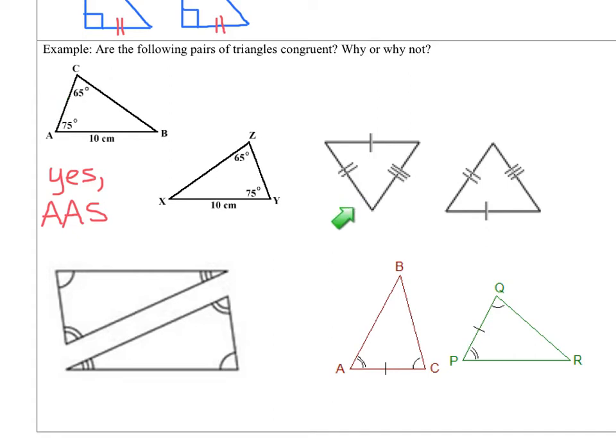Now this one over here is pretty easy. We've got side, side, side. These two triangles have all three sides in common. So they are definitely congruent as well by side, side, side.